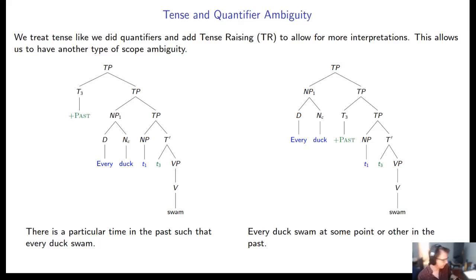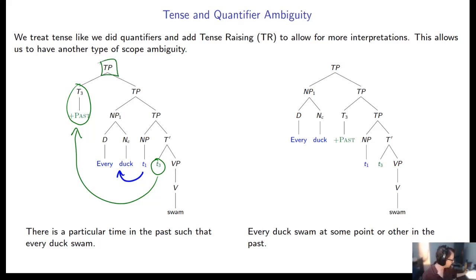So we have one sentence where we have every duck moving up first, and then we have tense moving up. So we can see that tense has moved from our original position under T bar up into this new position under TP. So it works exactly the same as quantifier raising. We introduce a new TP node, so like a new S node essentially, and then we just place whatever's been moved on its left side.